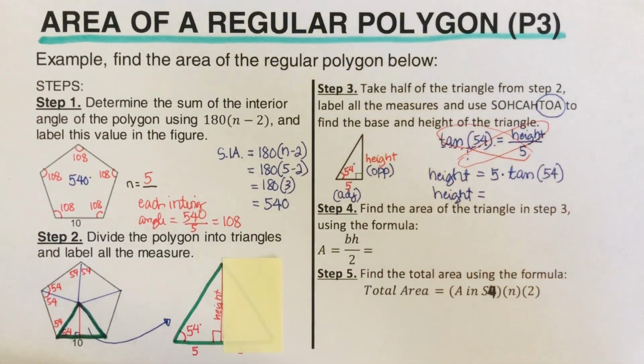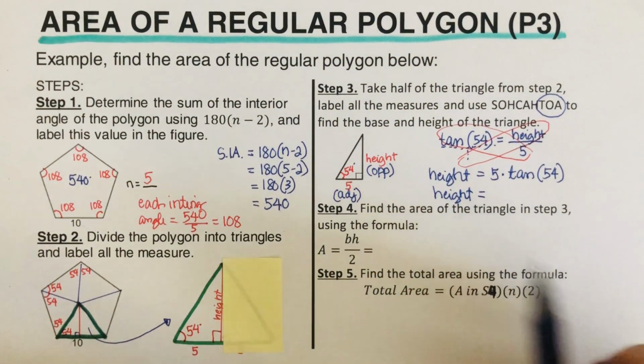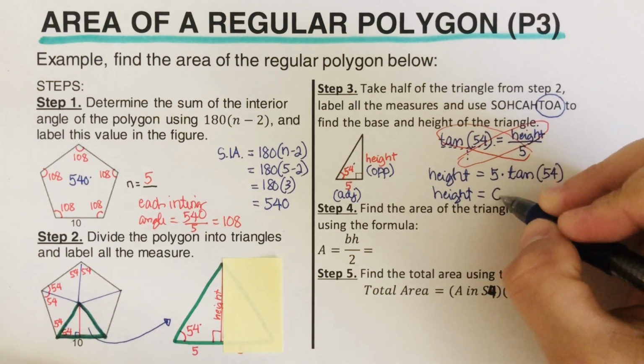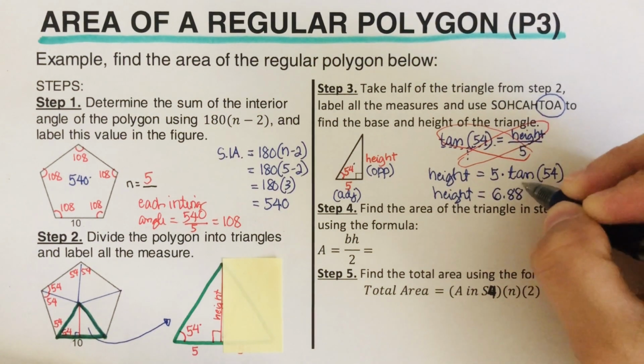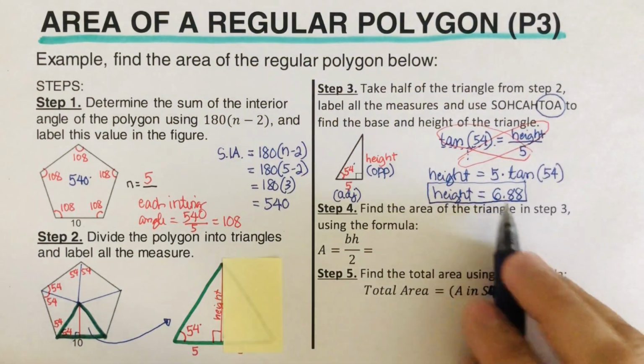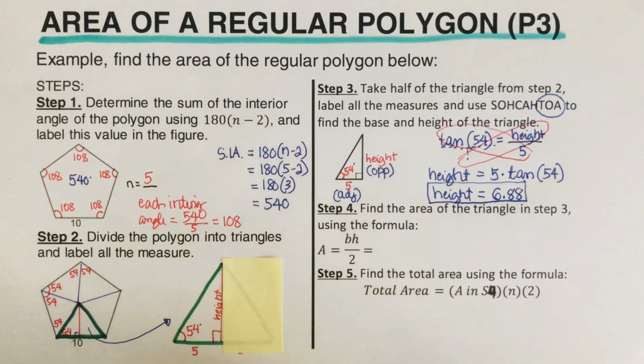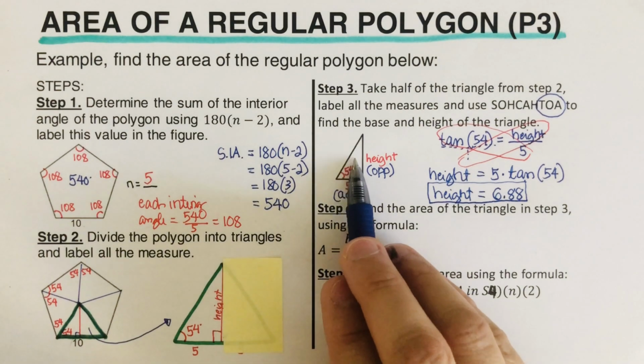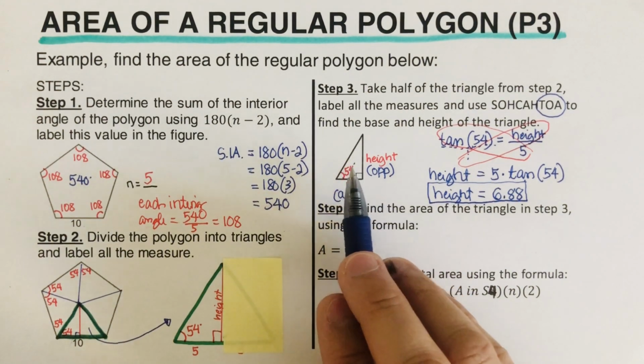Again, be sure that your calculator is set up in degrees. And the answer to this is supposed to be 6.88. So if you don't get 6.88, most likely your calculator is not set up in degrees. So then we go ahead and plug this in. We need to determine what is the area for this triangle.